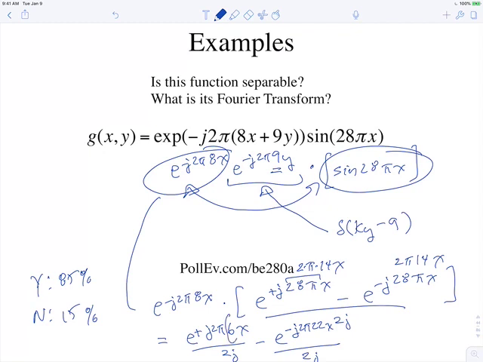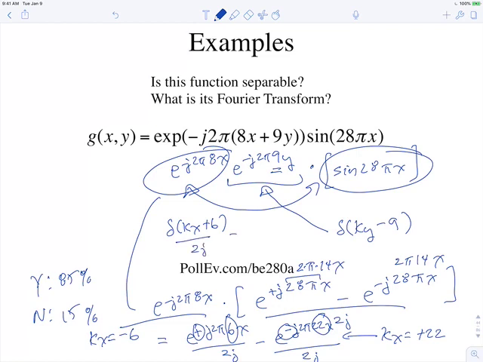Now for the spatial frequency, there's a plus here, so this is going to be at kx equals minus 6. There's a minus sign here, so this is going to be at kx equals plus 22. So the Fourier transform is going to have a Dirac delta of kx plus 6 over 2j minus Dirac delta kx minus 22 over 2j. So that would be the answer for that one.